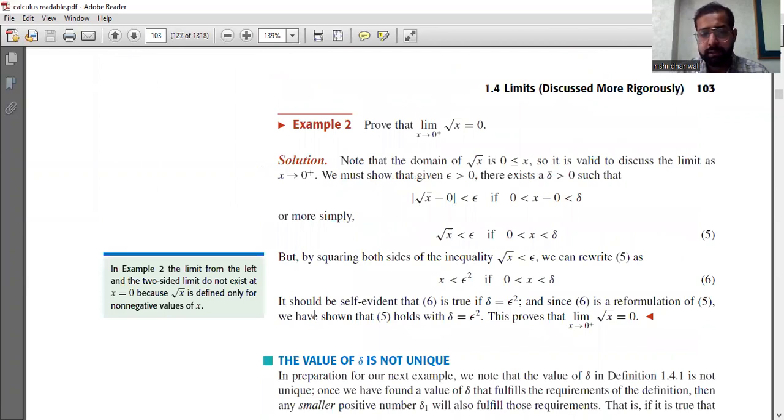Karl Weierstrass is the mathematician who discovered the formal definition of limits. To prove that limit as x approaches 0 of the modulus of x is equal to 0.